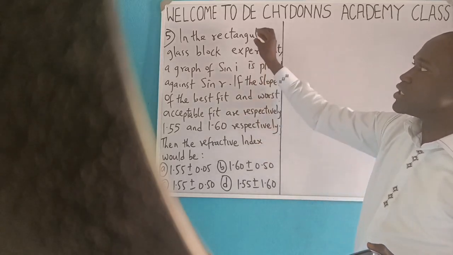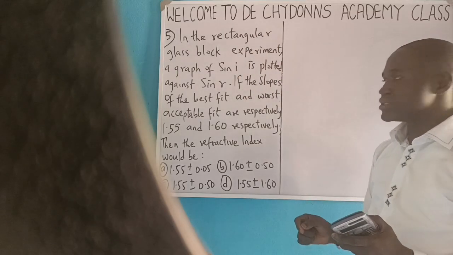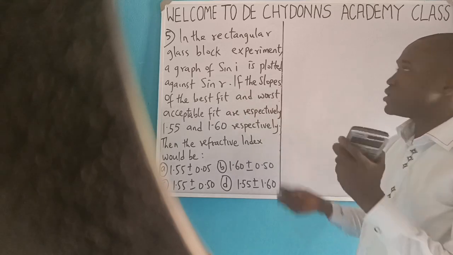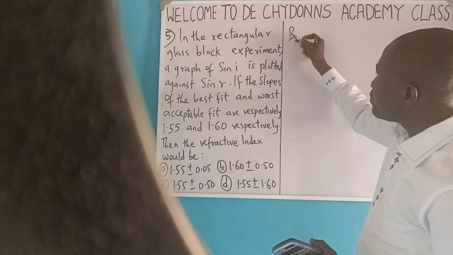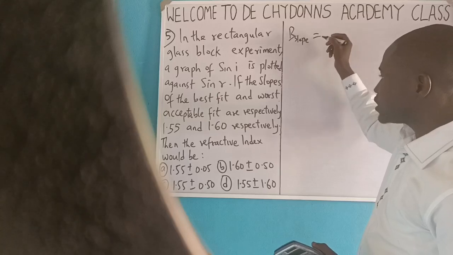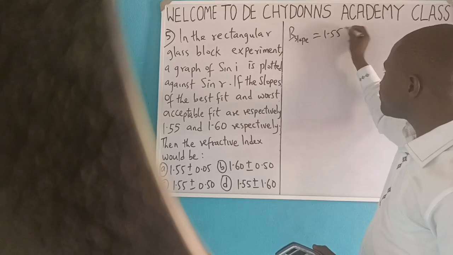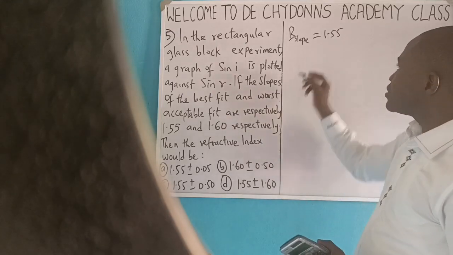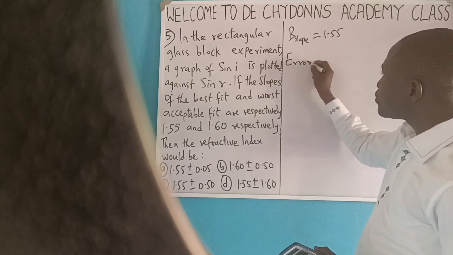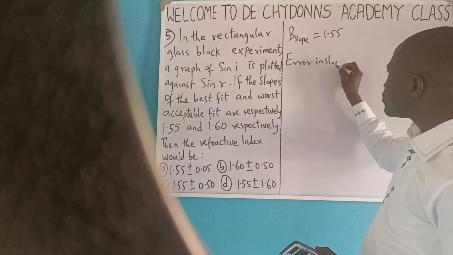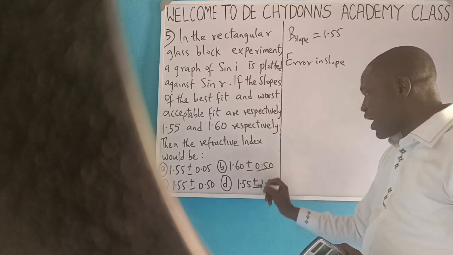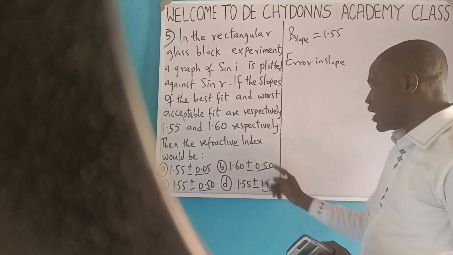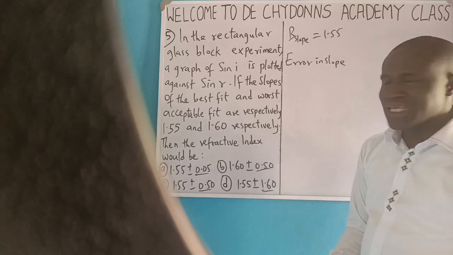This question is from the rectangular glass block experiment. Now, we have been given the slope of the best fit and the worst fit. Best fit slope is equal to 1.55. Please note that, very important. Then, error in slope. That is what they were attaching to these answers. All these are called the error. But how do we get the error?